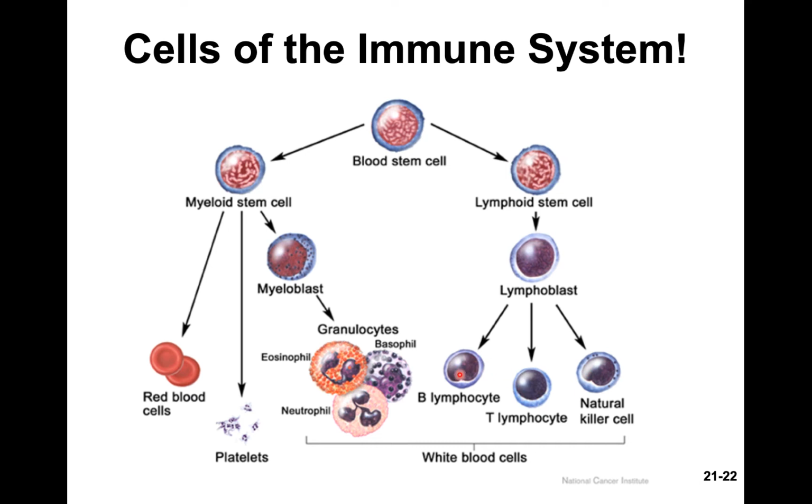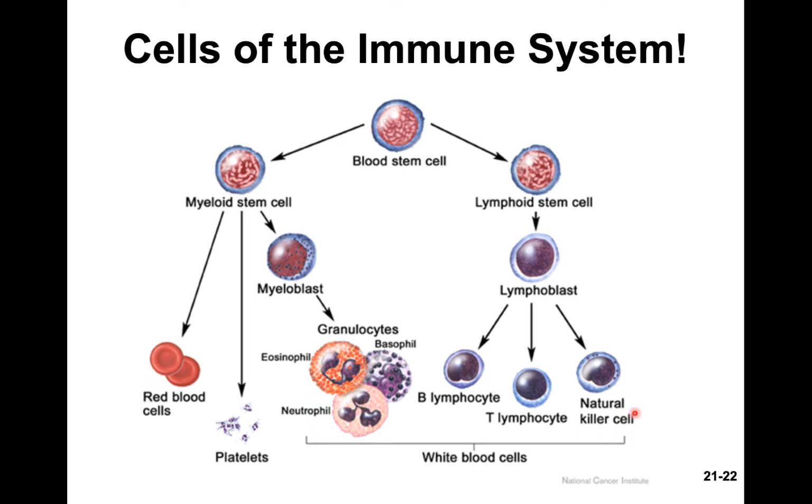We already went over these three. These three cells are considered lymphocytes because they live in your lymphatic system. The myeloid stem cell line will differentiate into red blood cells, platelets that allow for clotting, and three cells called granulocytes: eosinophils, basophils, and neutrophils. These three are found in the blood, and these three are found in the lymph. We call these lymphocytes, and we call these granulocytes.